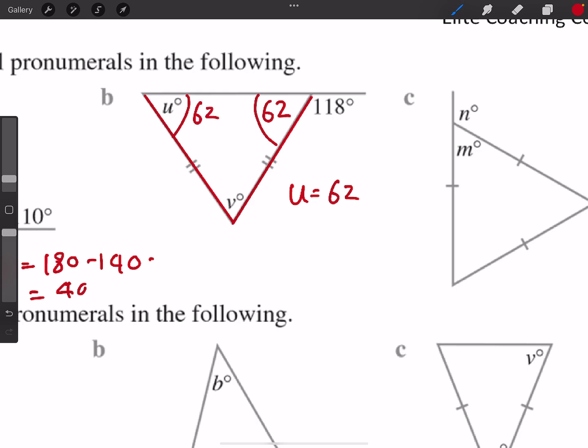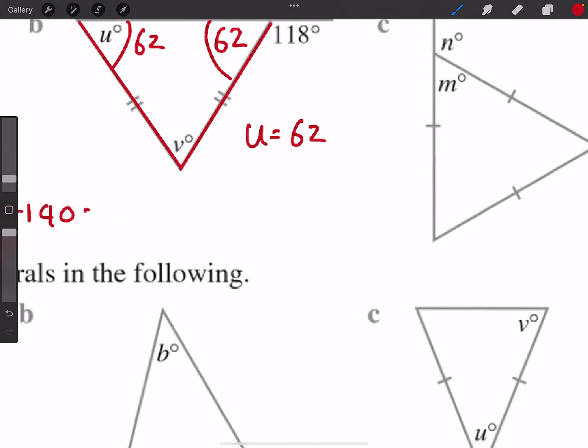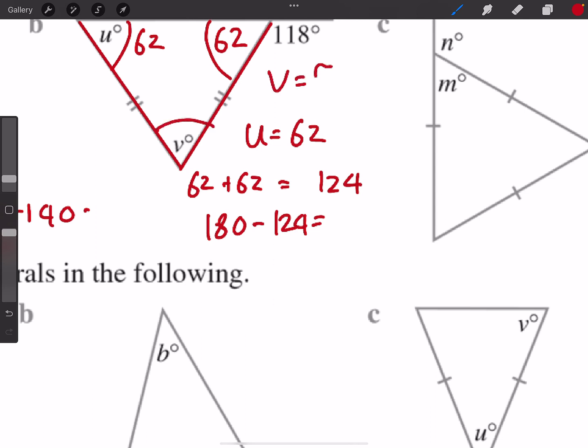Now, how do we find V? Using angle sum of a triangle. So 62 plus 62, that makes 124. 180 take away 124, and that'll give me what? 56. So V has to equal 56 degrees, and we got that one there.